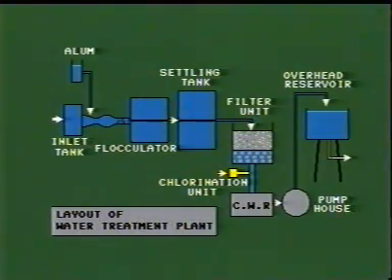This is the schematic diagram of the water treatment plant. Inlet tank receives and collects water from intake works. Thereafter, alum is added. After this, water enters the flocculators where flocks are formed by continuous agitating of the water-alum mix. The water then enters the settling tanks where the flocks settle down under gravity.